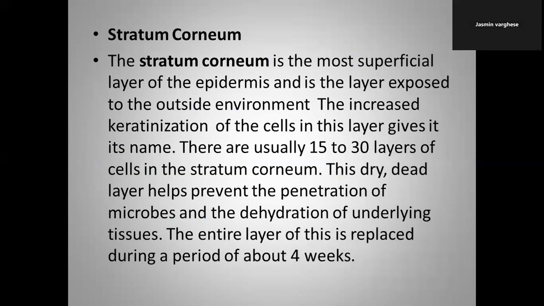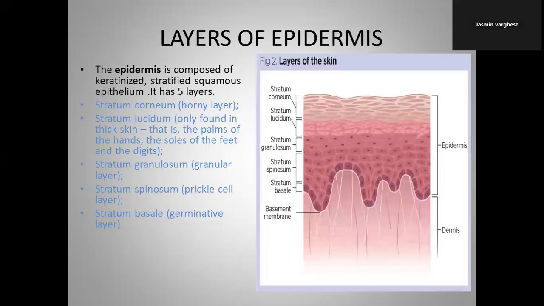The increased keratinization of the cells in this layer, that means the protein present in this epidermis, gives it its name. There are usually 15 to 30 layers of cells in the stratum corneum. This dry dead layer helps prevent the penetration of microbes and the dehydration of underlying tissues. The entire layer is replaced during a period of about 4 weeks. So the uppermost layer, stratum corneum, is shedding every 4 weeks.